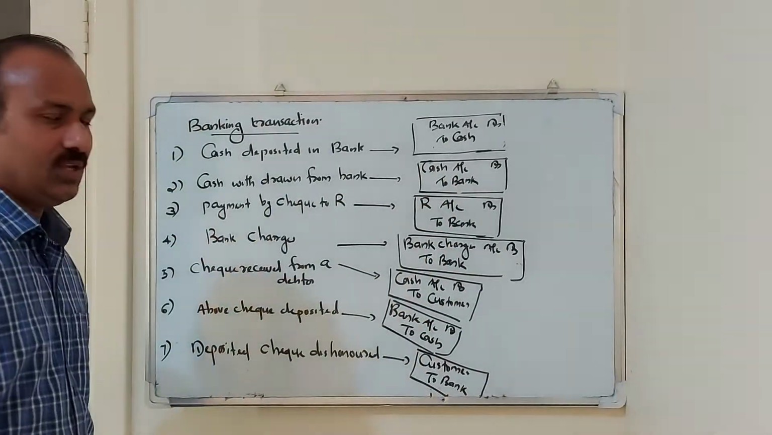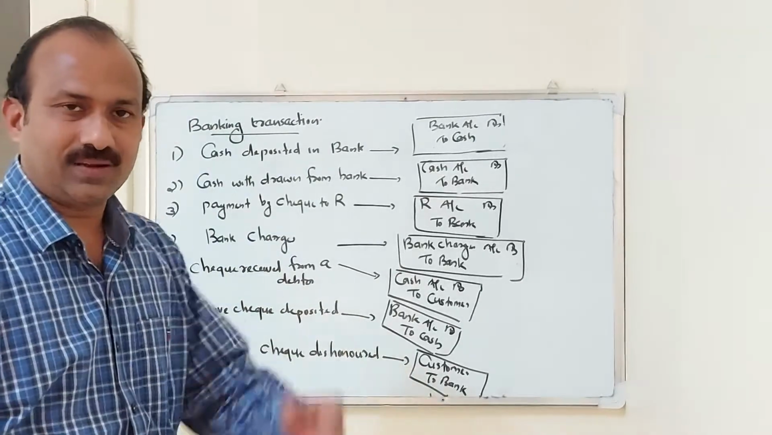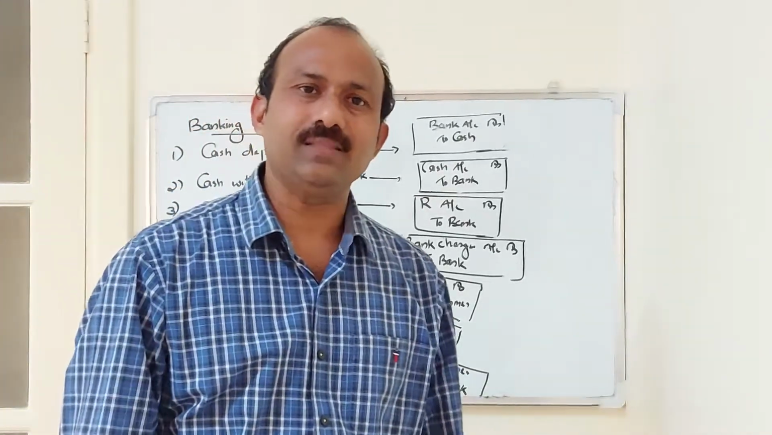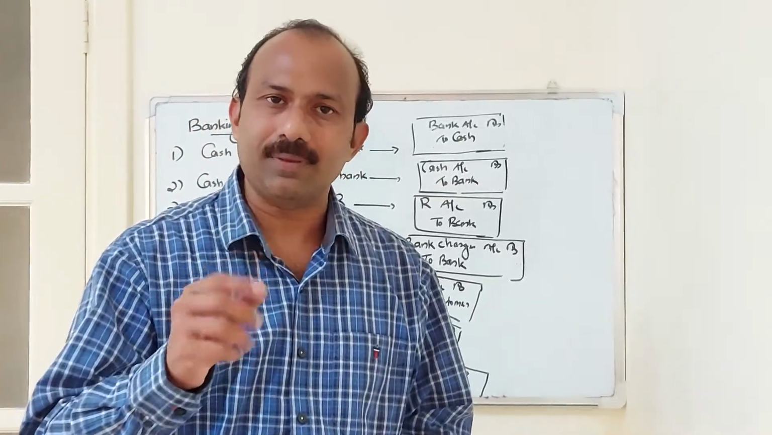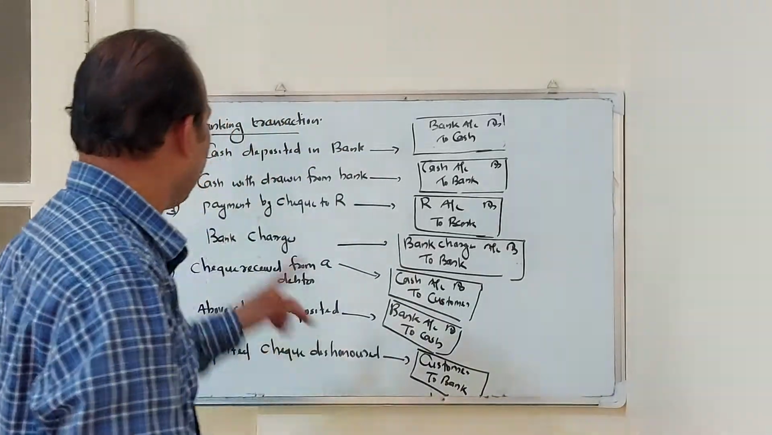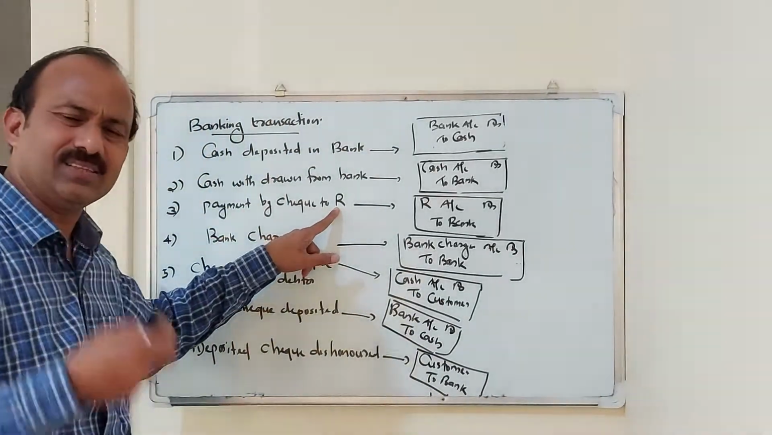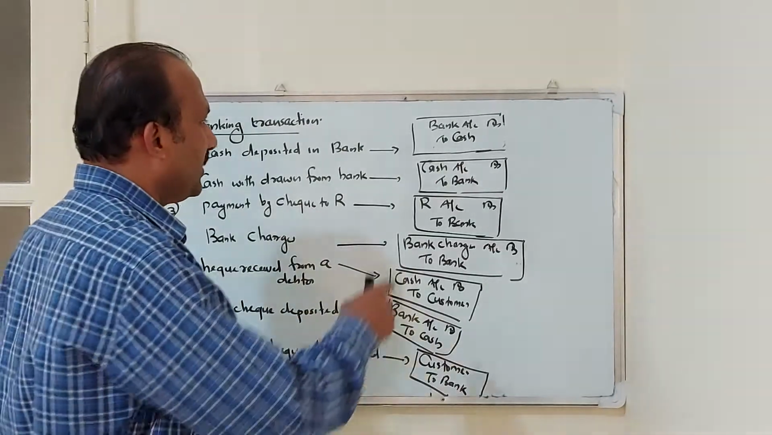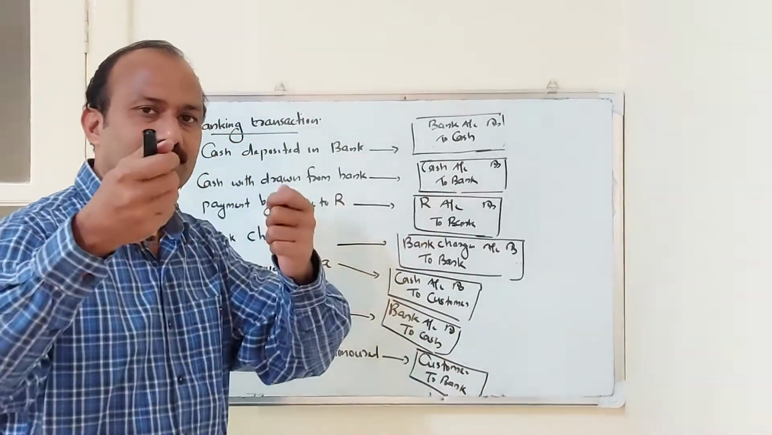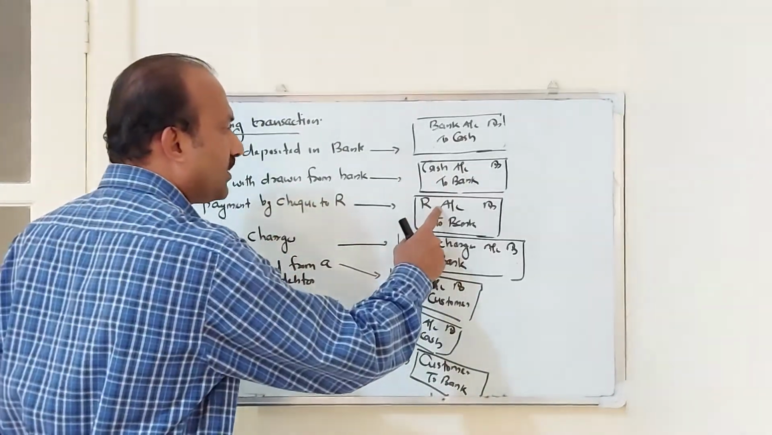Number 3, you have many suppliers. You purchased goods from many people. You have to make the payment. Sometimes you are making the payment through a check. That is why payment by check to R. R means the name of a person. Therefore, who is the debit? The receiver. Who is receiving the check? R. Therefore, R account debited to bank.